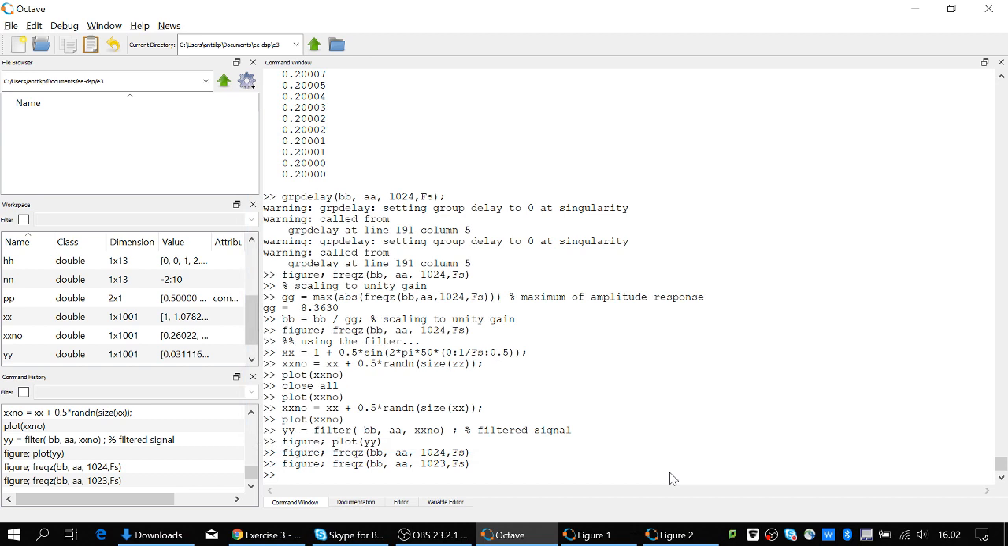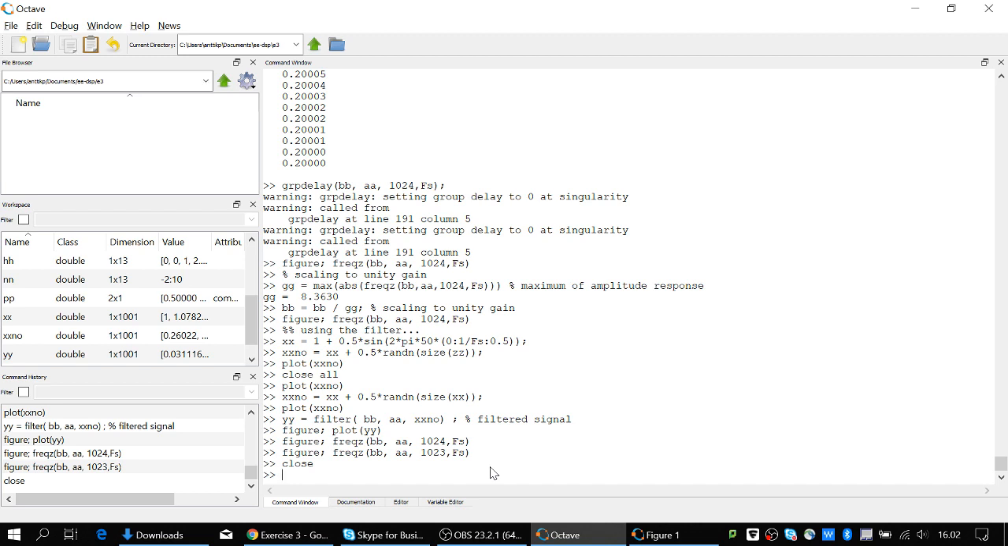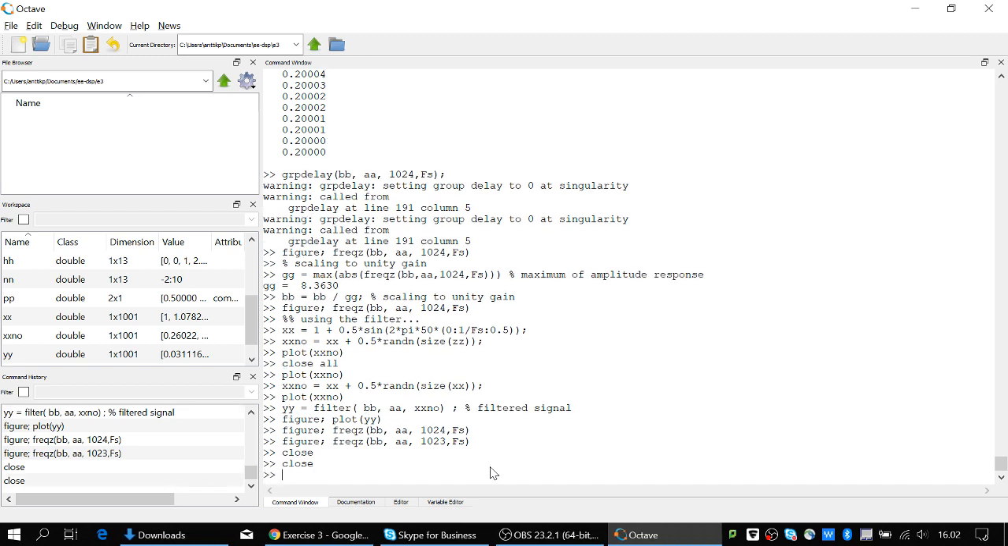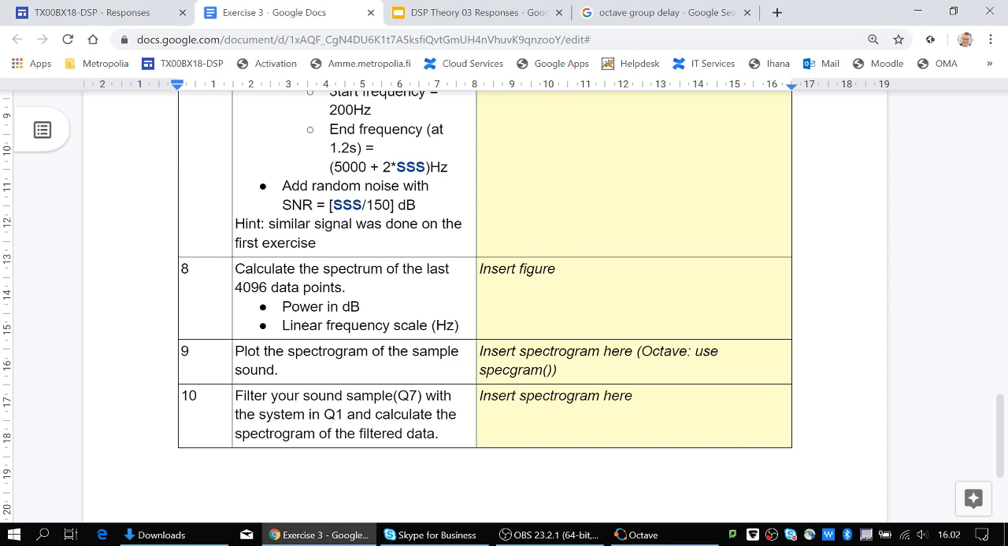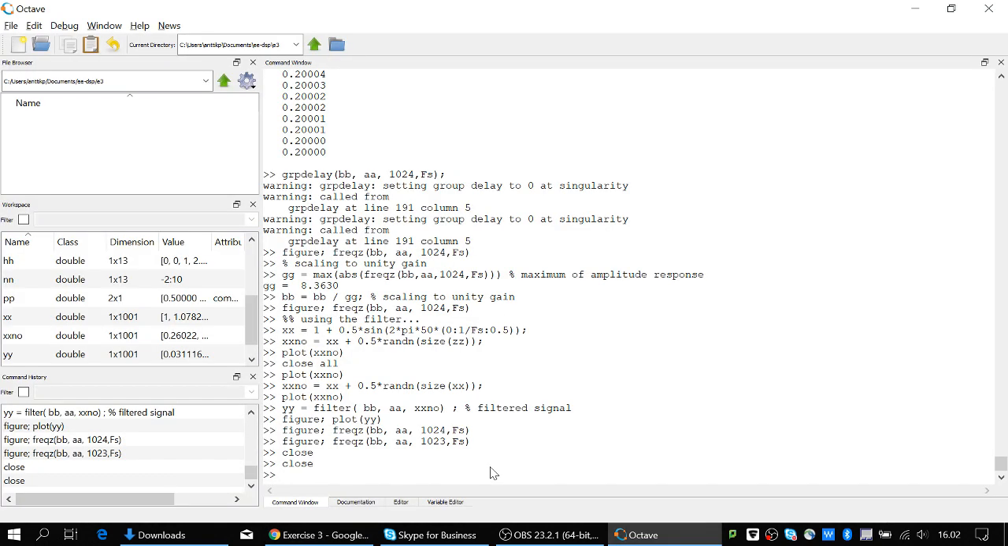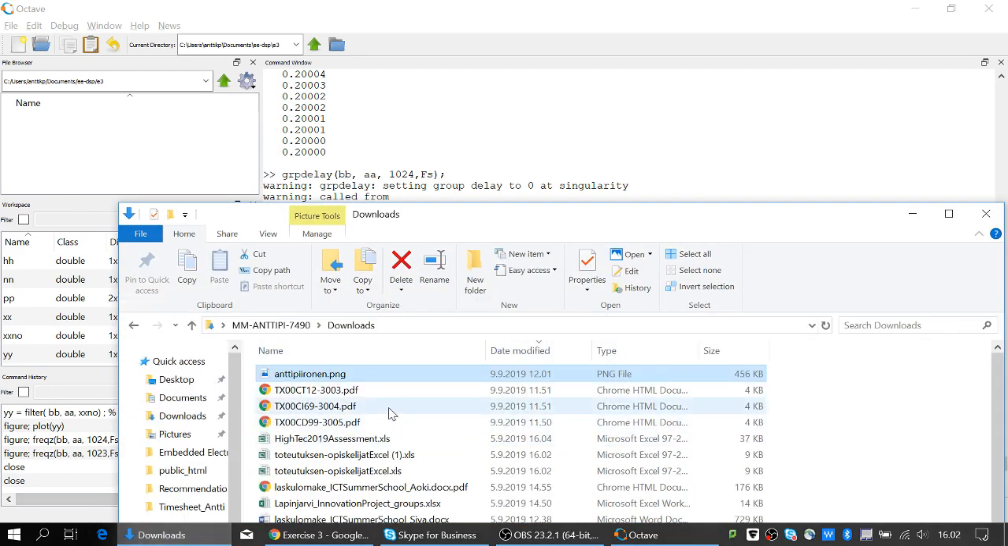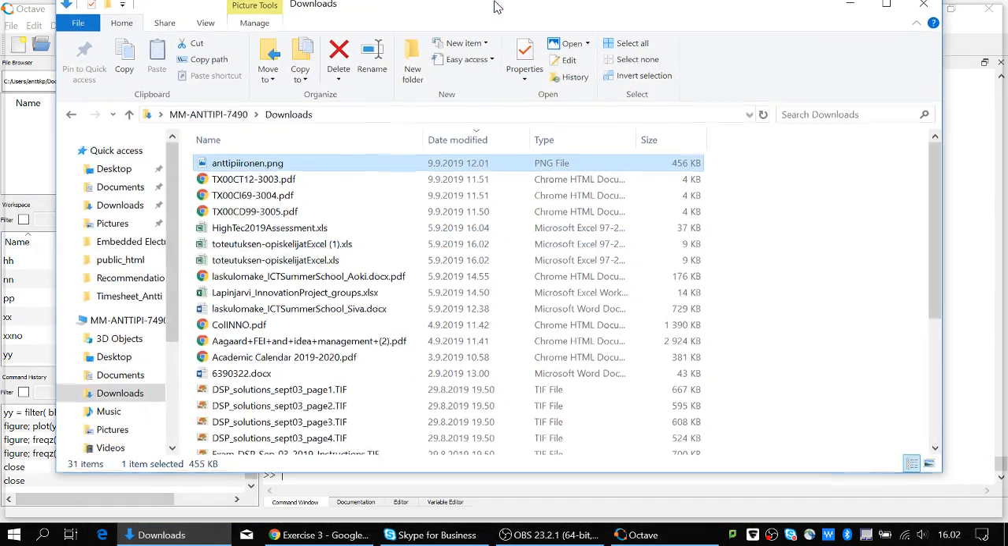Let's take a look at the spectrogram, which is the last part. Okay. Sound samples. I have collected some sound samples. Just a moment. I will take one of those sound samples, download it, or do I already have some of them here?